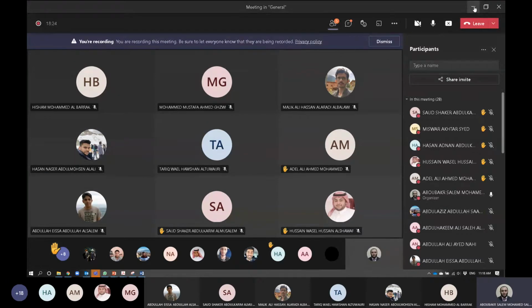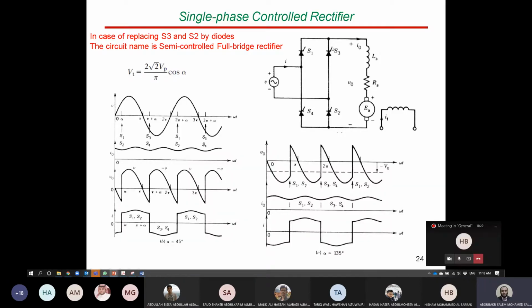Okay, fine. So what is the final relation you got? If we replace the thyristor with diode, what is the final relation you got? Can anybody say the relation to me? VT equals square root of 2 VRMS over pi, multiplied by cosine alpha plus 1. Exactly. Very good. This is the right relation.